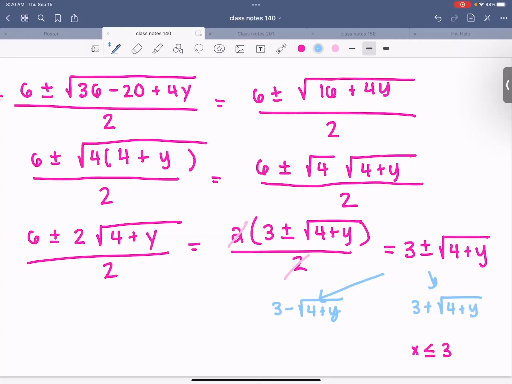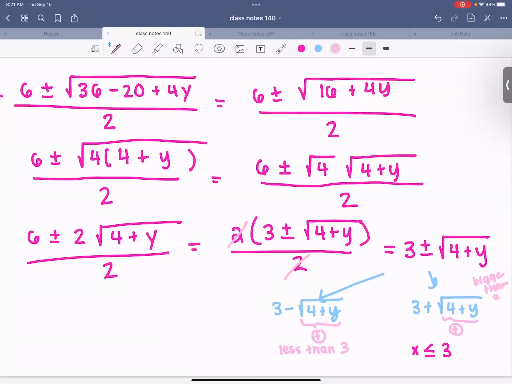When I have a square root of something, is it ever going to be negative? No. So you're telling me that this square root of 4 plus y is something positive, right? Taking a look at the negative root, the 3 minus the square root of 4 plus y: if I take 3 and subtract off something positive, is that going to be less than 3 or bigger than 3? Less than 3. On the other hand, if I take 3 and add something positive, is that going to be bigger than 3 or less than 3? Bigger than 3.